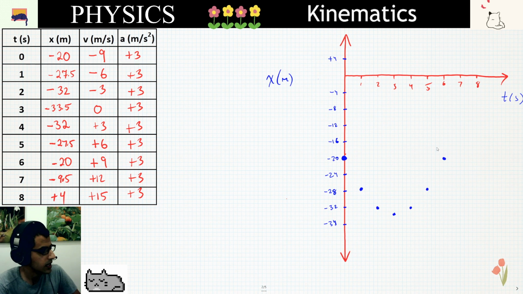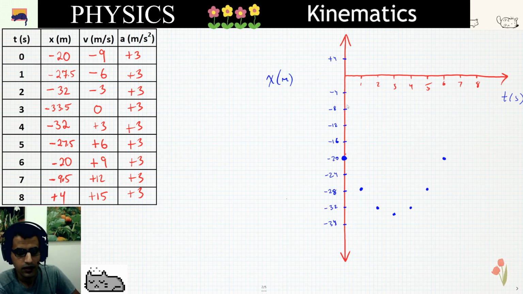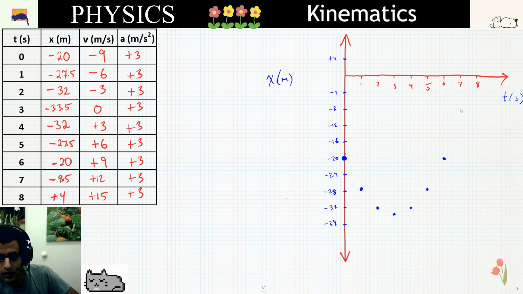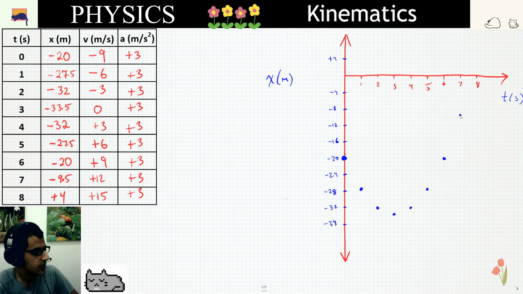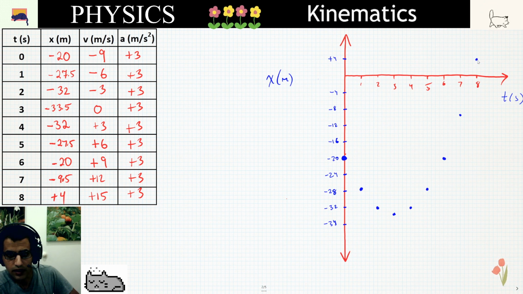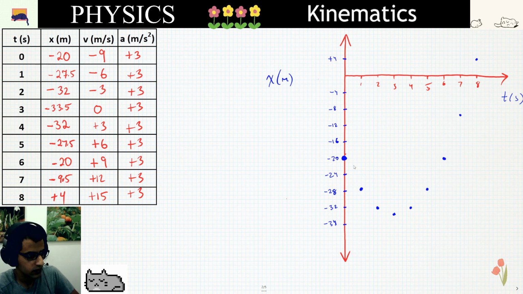Yep. 7 seconds at -9.5. -9.5 is going to be somewhere about there. And then finally at 8 seconds, it'll be at +4, which is there. Now, of course, you can see here this parabolic shape. We're going to have to do the best we can to do a good best fit line. So we're going to do something like this.